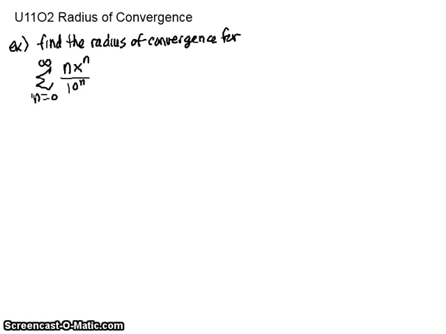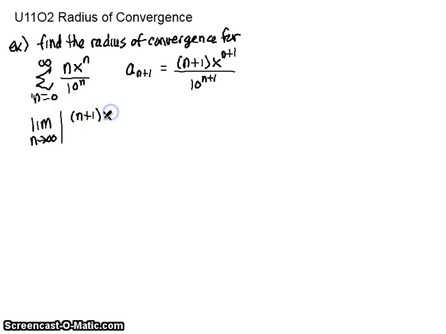So to use our ratio test, again, we're going to need to find a sub n plus 1. In this case, that's going to be n plus 1 times x to the n plus 1 over 10 to the n plus 1. So then we want to think about our limit as n goes to infinity of the absolute value of a of n plus 1 divided by our original one, or in this case multiplied by its reciprocal.